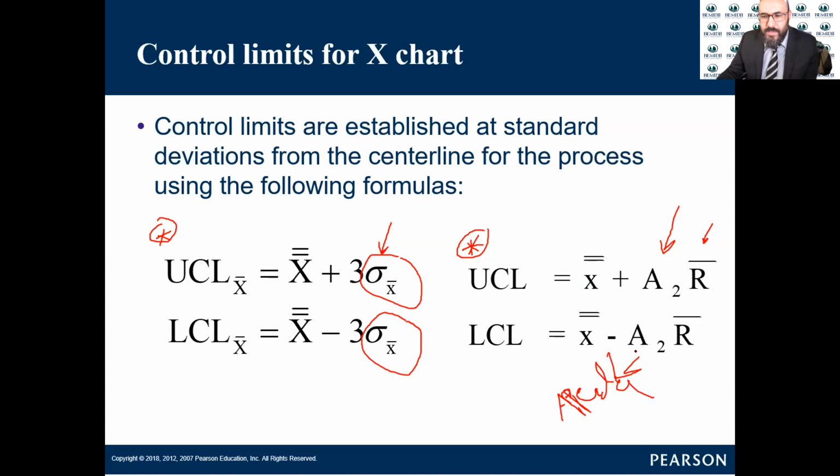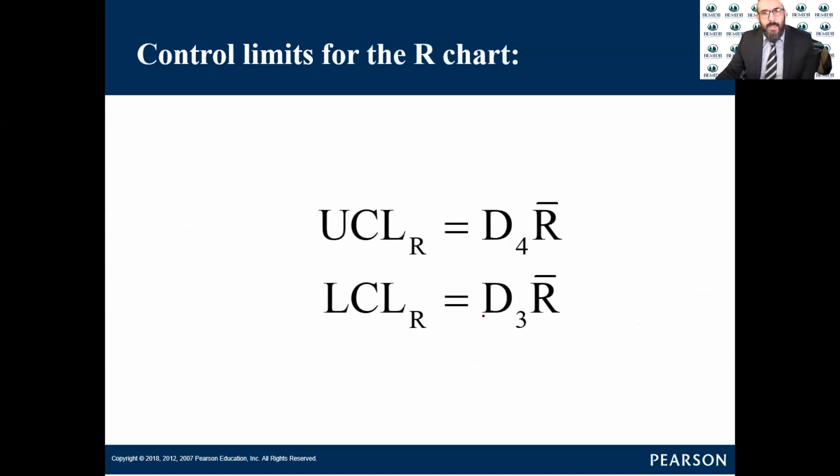There are a lot of websites that will provide you the A2 based on the number of observations, times the R average. For the R chart, the upper control limit would be D4 times R average, or D3 times R average, based on whether you're doing the upper or lower control. The upper control will be D4 times R, and the lower control would be D3 times R. This is also taken from Appendix 2 for the control chart, so you will find it there.